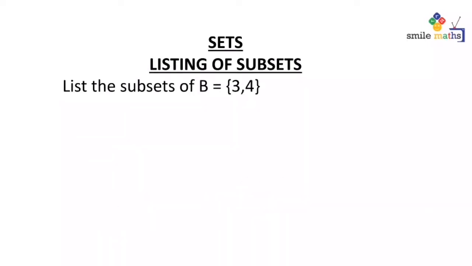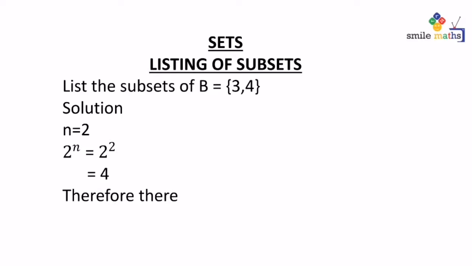Now let's move to another question. This is list the subsets of B having elements 3, 4. So over here n equals 2, that is 2 elements. So we do 2 raised to the power n, which is 2 raised to the power 2, and this gives us 4. So for this question we have 4 subsets.